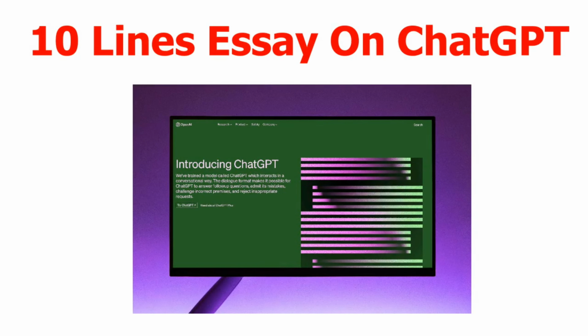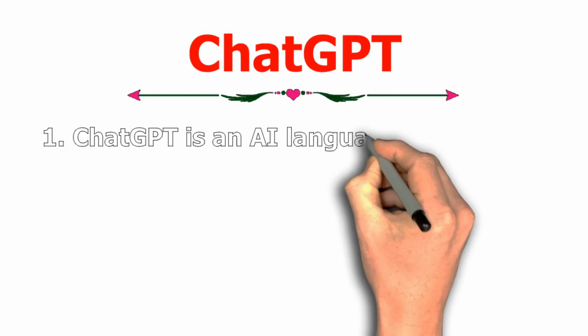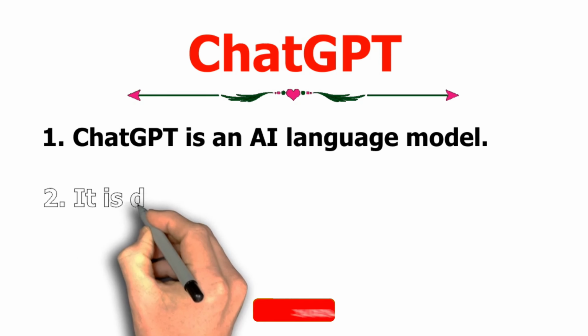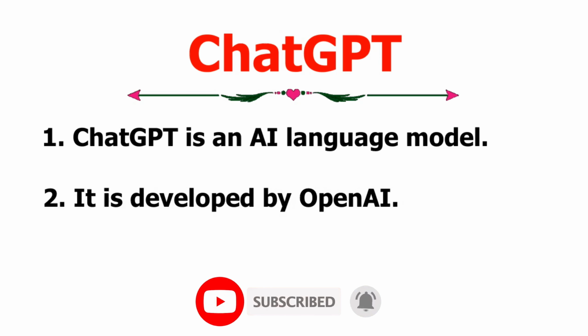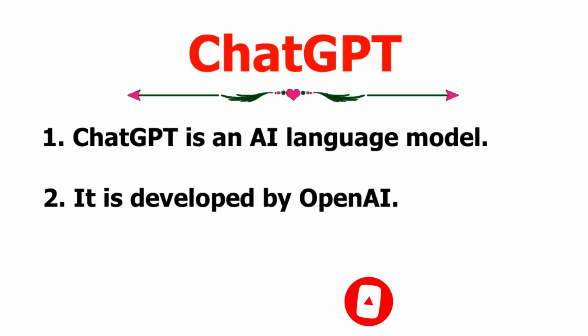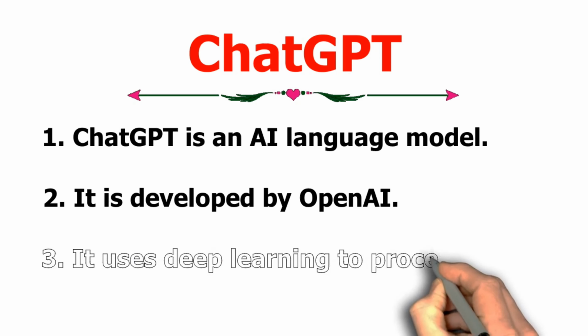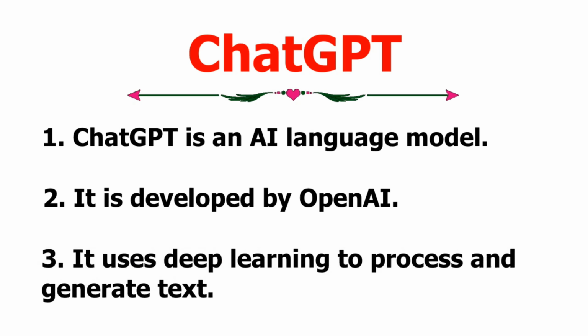In this video I will tell you 10 lines essay about ChatGPT. Number 1. ChatGPT is an AI language model. Number 2. It is developed by OpenAI. Number 3. It uses deep learning to process and generate text.